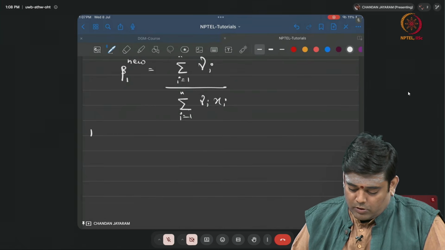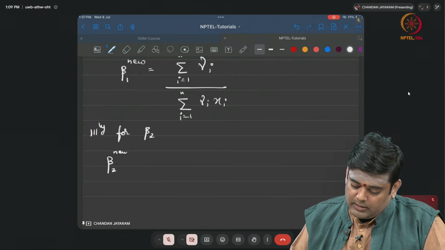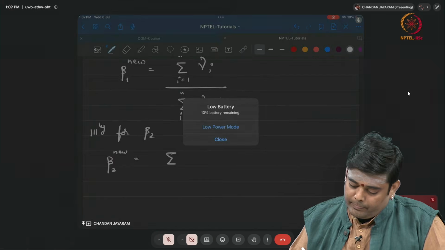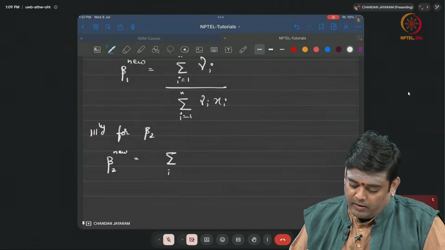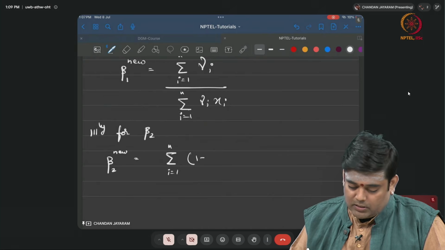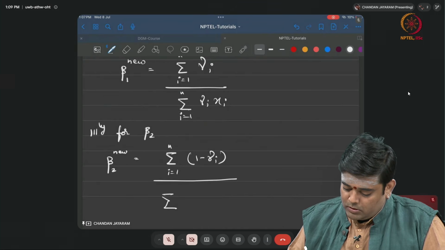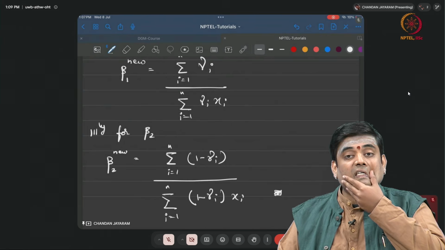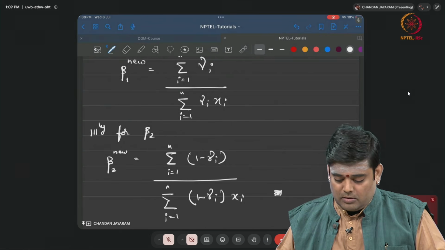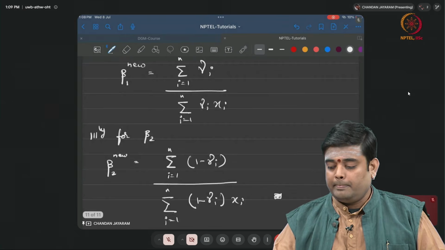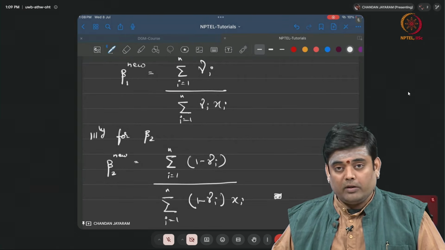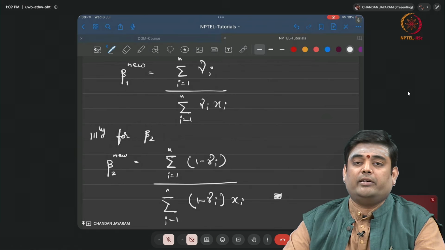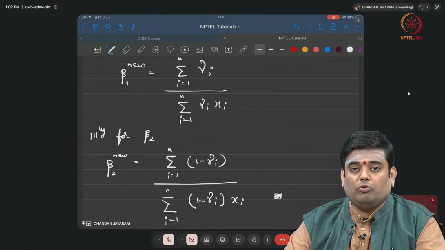Similarly, you perform a similar thing for beta 2. Beta 2 new is summation i equals 1 to n of 1 minus the coefficient times xi, divided by summation i equals 1 to n of 1 minus the coefficient. This completes the whole thing. Now you put this in a loop and solve for the parameters. EM is done in an iterative fashion.